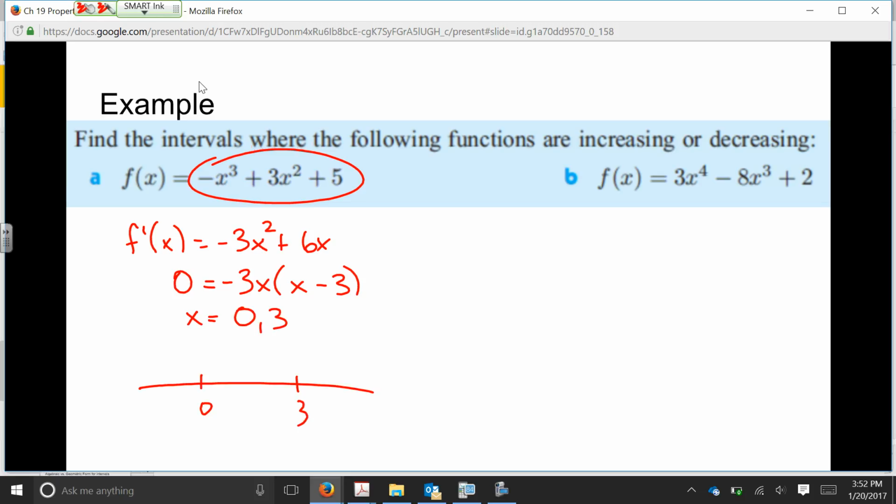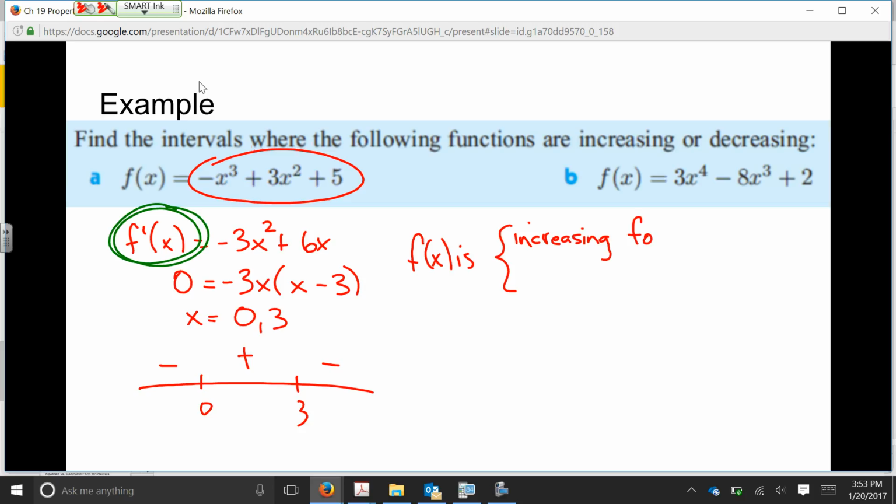0 and 3. And then just check some points. Again, where are we checking? We're checking them into the derivative function. And when you do that, you end up getting negative, positive, negative. So we say f of x is increasing for 0 is less than or equal to x is less than or equal to 3.